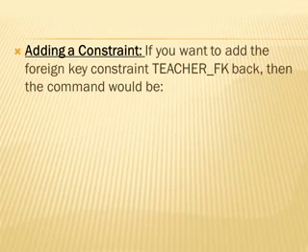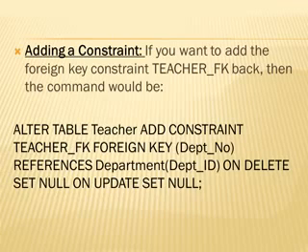Next, adding a constraint. Now you have dropped a constraint, now you want to add it back. So this is the way. Alter table teacher, add constraint. Which constraint you want to add? You want to add the foreign key back. So teacher_fk is the foreign key, department number that references the department id, on delete set as null, on update set as null. Okay, so this is the way to alter the tables.